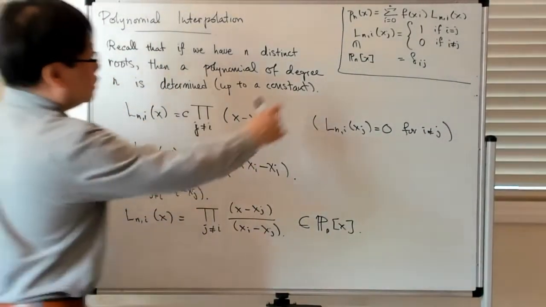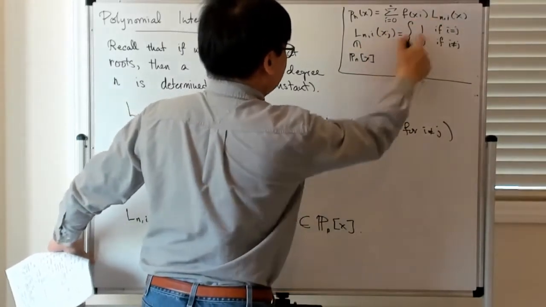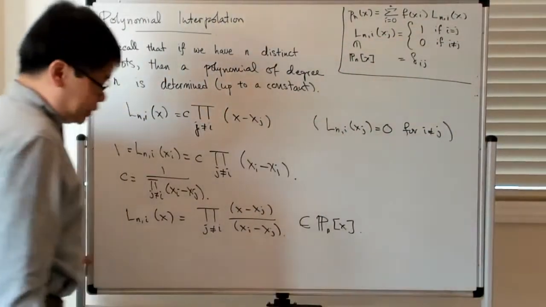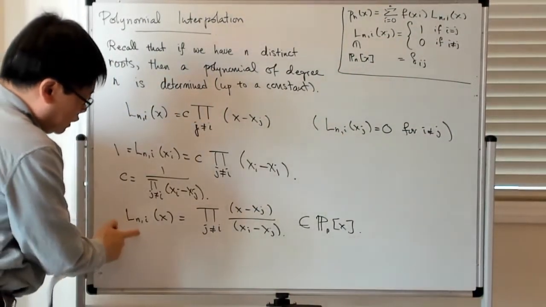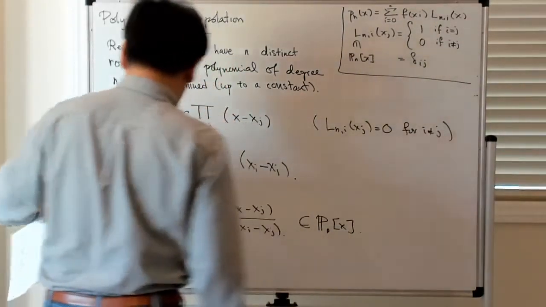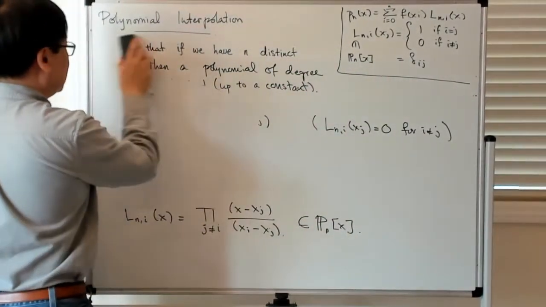So I now know that there's a form which, if this L_ni satisfies this Kronecker delta property, then this would have the interpolation property. And I have an expression for that Lagrange polynomial here. So now I'm in a situation where I can put this all together.